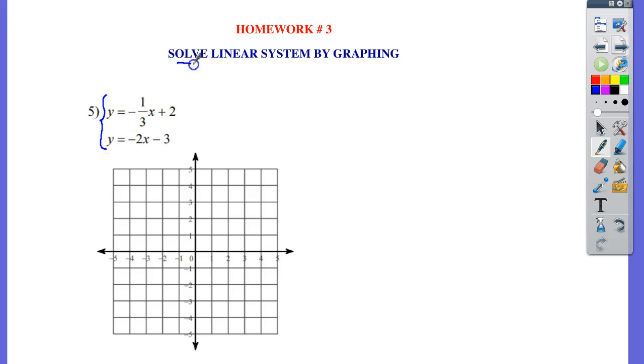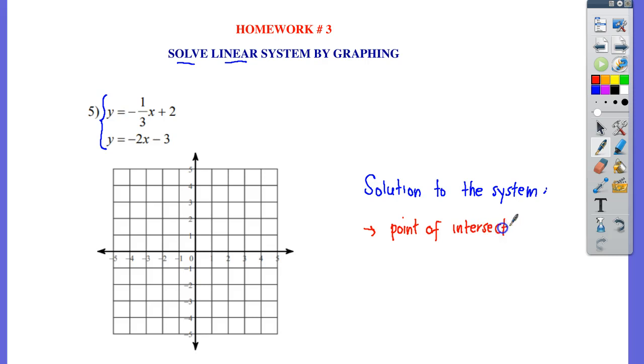And when you say solve linear system, that means you're trying to find the solution to the system, which is, when you are graphing, the point of intersection, where the two lines cross.